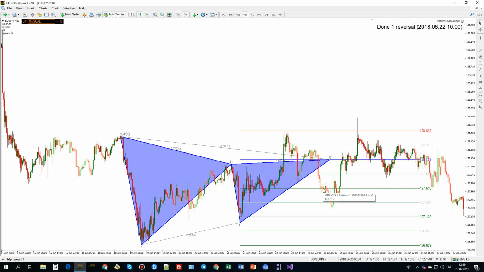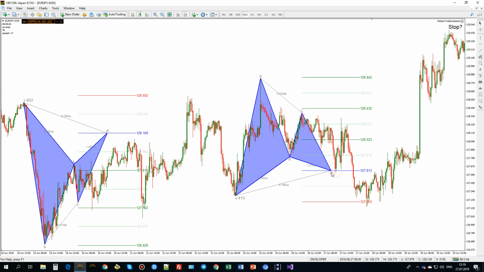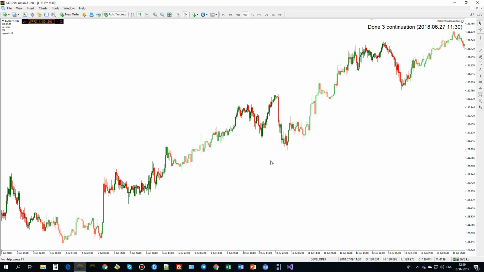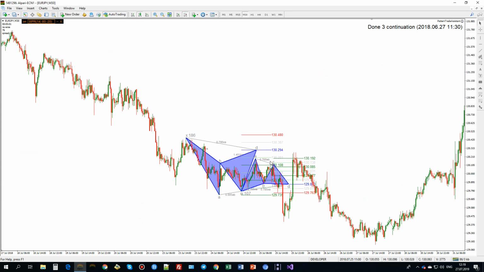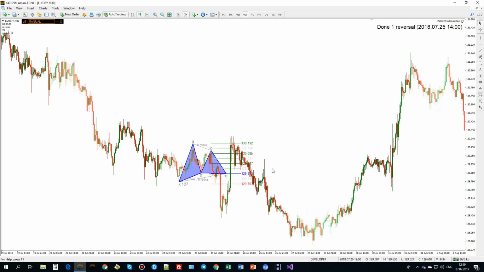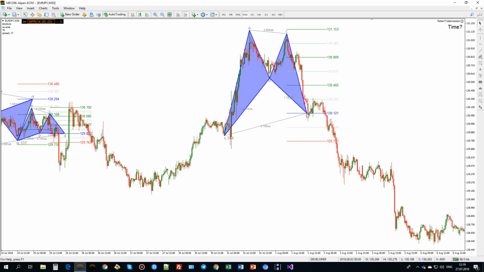Okay, 1, 2, 3, perfect. Then continue, 1 reversal, 2 continuation. Isolating this one, 1 reversal, 2 continuations, 3 continuations.